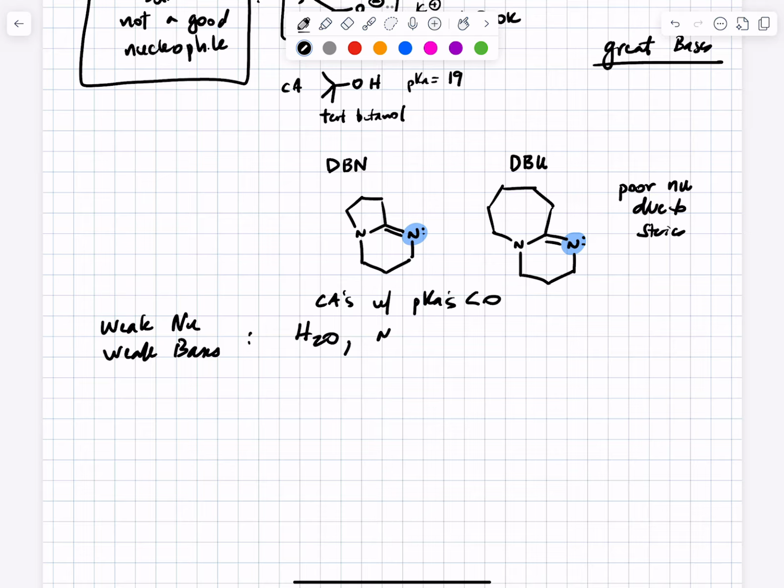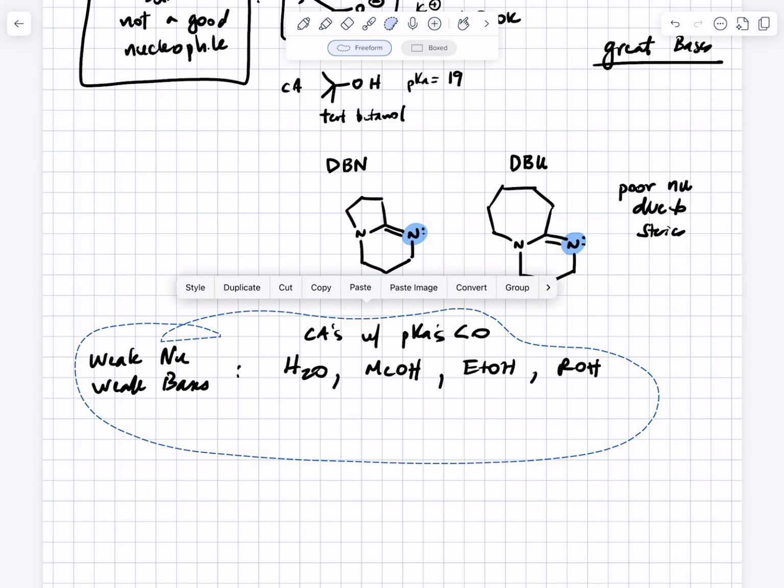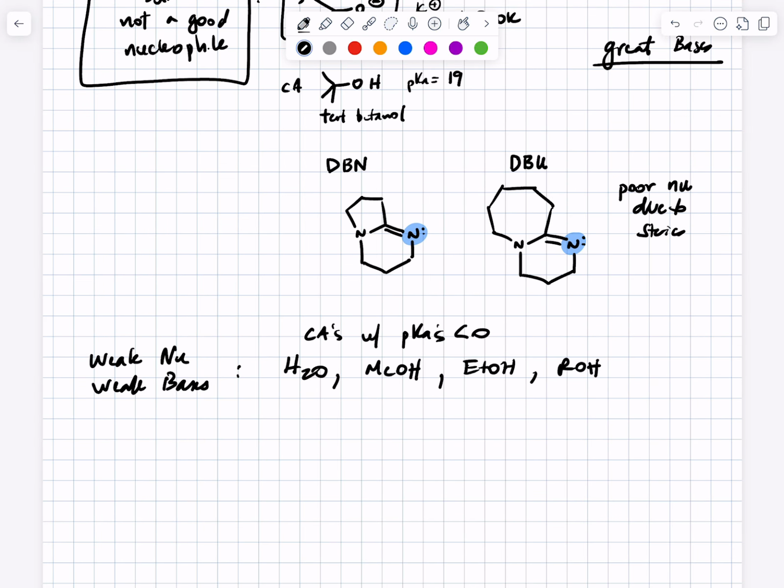These would include water and alcohols of basically any kind. Okay? And for these, you're not going to be worried about SN2 or E2. Weak nucleophiles and weak bases have to wait for the leaving group to leave. All right, so those are your considerations.